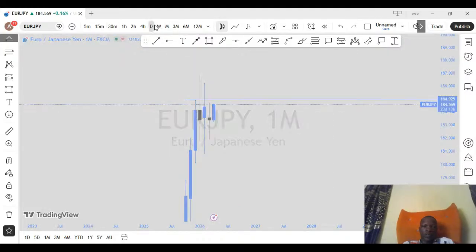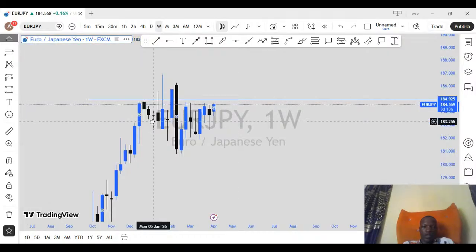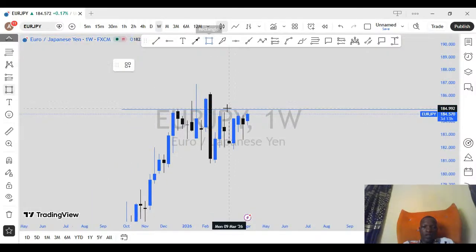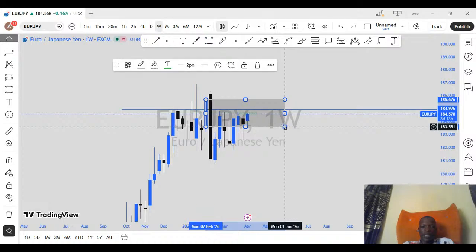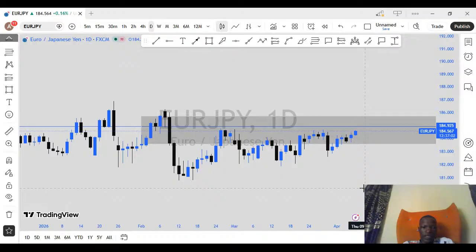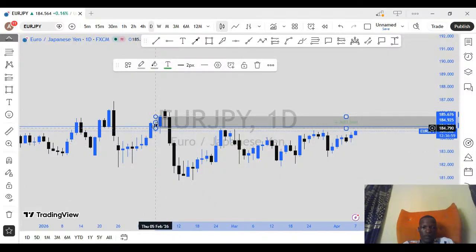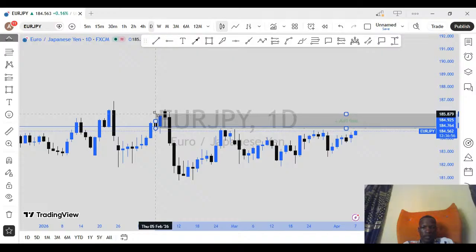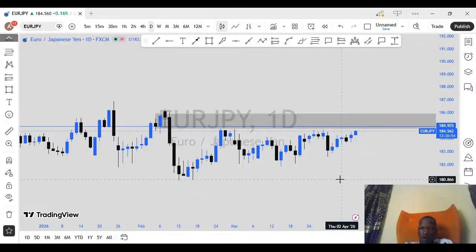So the weekly time frame will show us where to expect. Now on this weekly time frame, we have this supply zone here, which the market is inside. Let's see the daily time frame. On this daily time frame, we have this zone as our supply zone, which the market is almost there.